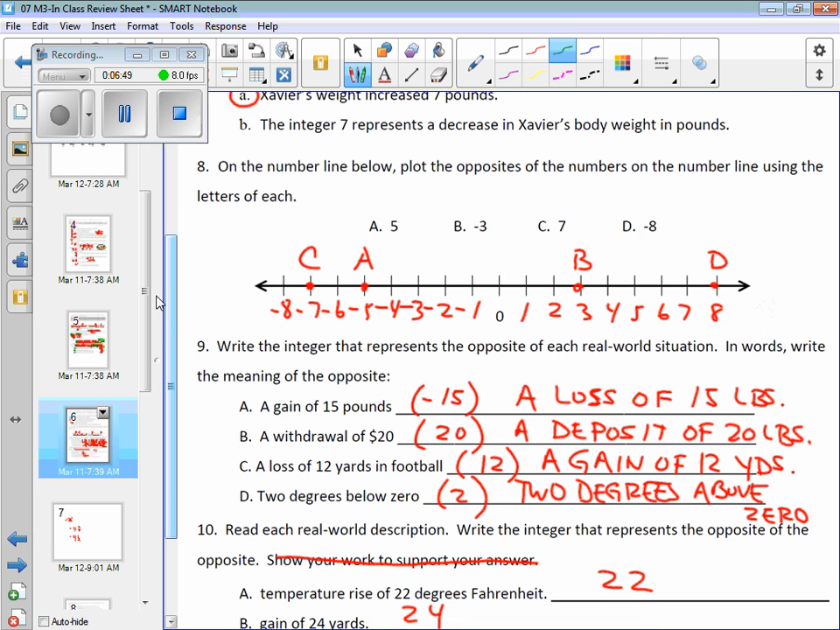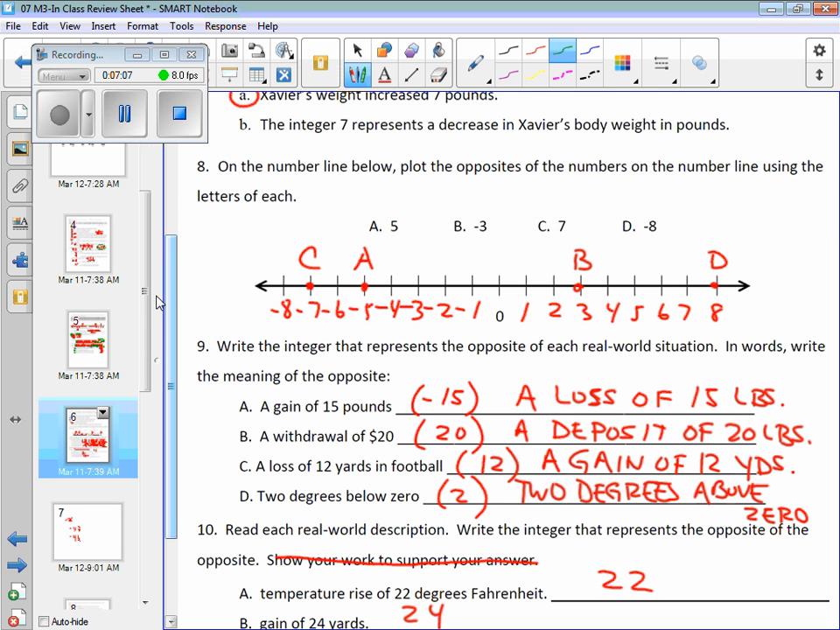Number 8. It says on the number line below, plot the opposites of the numbers on the number line using the letters for each. So A's opposite is -5. There it is. B's opposite is +3. They don't want you to do both. They just want the opposites.